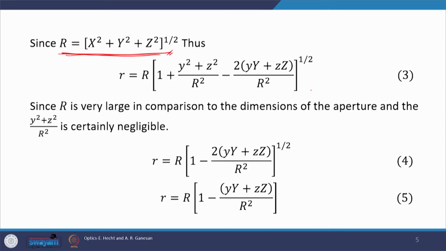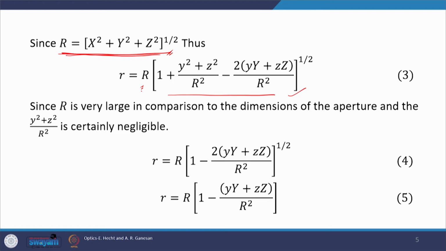Now, with this expression of capital R, we can modify the previous equation, equation number 2, and if you take capital R, that is the square root of X square plus Y square plus Z square, out of the bracket, then we are left with this term, and we know that capital R is much larger than any other length expression here in equation number 3.